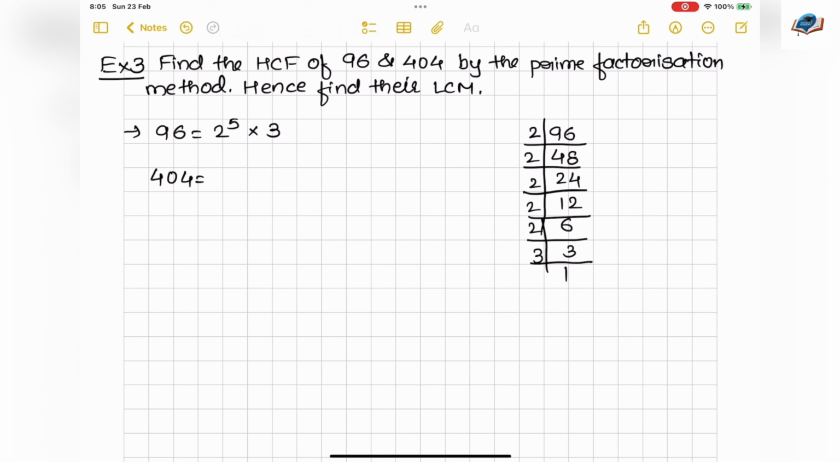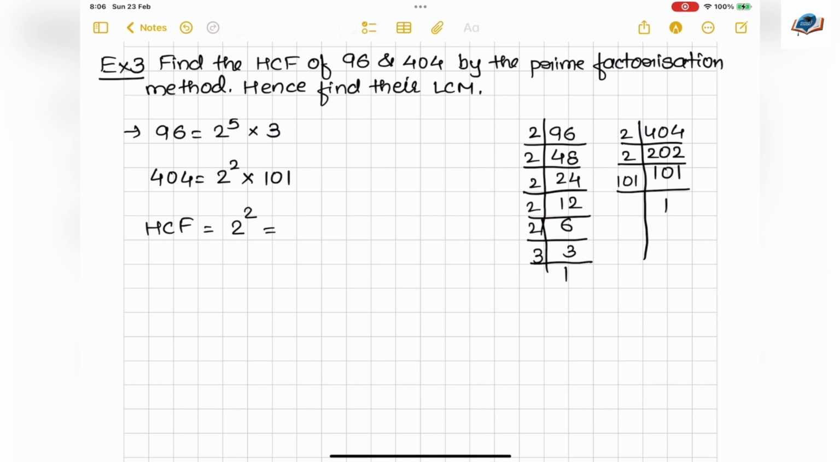Now, if I do for 404, 2 twos are 4, 2 one 0 ones are 202, 2, 101, 101, 1. And now 101 is a prime number, so it came 2 square into 101. Now, to find HCF, there is a smarter way also. See, now you have to write the digit which is common. So 2 is there in both. Now the minimum power you have to write down. So that is 2 square, so HCF will be 4.